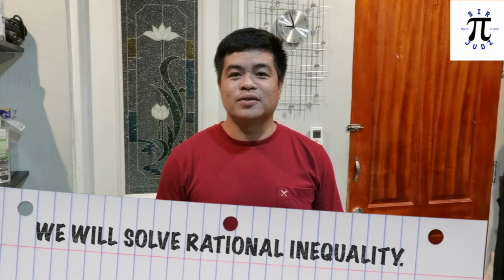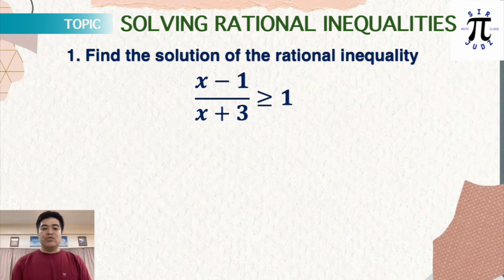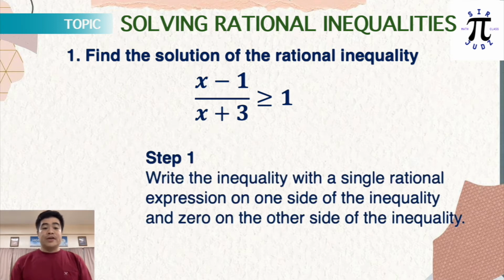In this video, we are going to study how to solve rational inequality. Example number 1. Find the solution of the rational inequality x minus 1 all over x plus 3 is greater than or equal to 1. Step 1. You are going to write the inequality with a single rational expression on one side of the inequality and 0 on the other side.